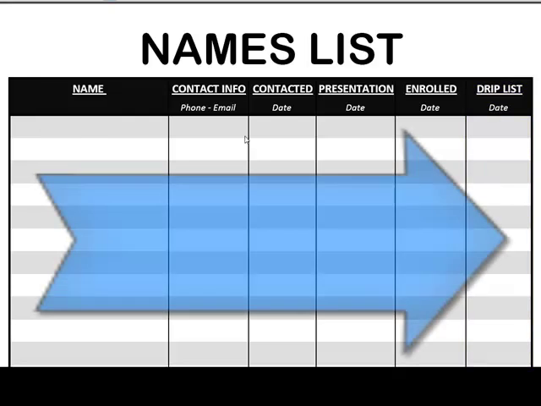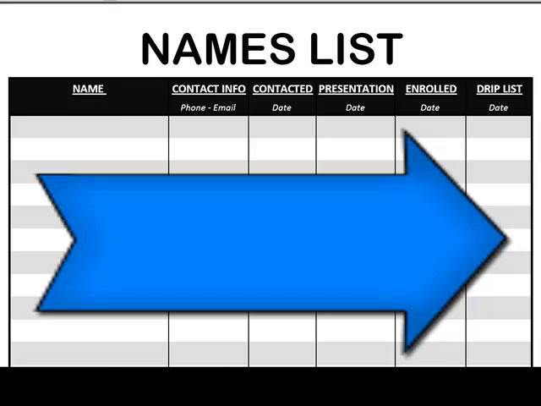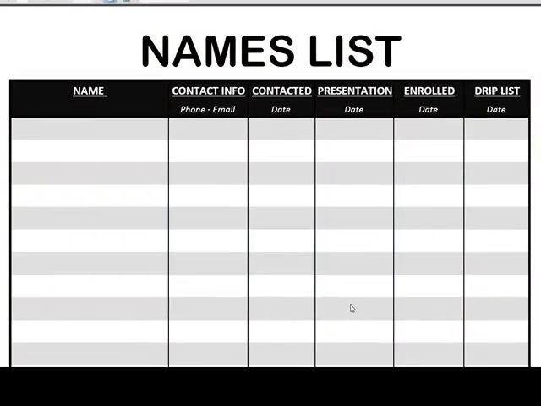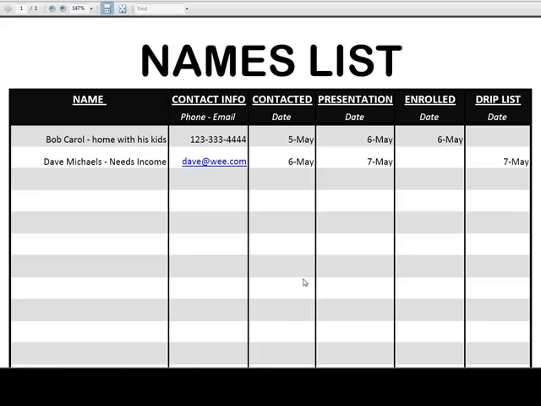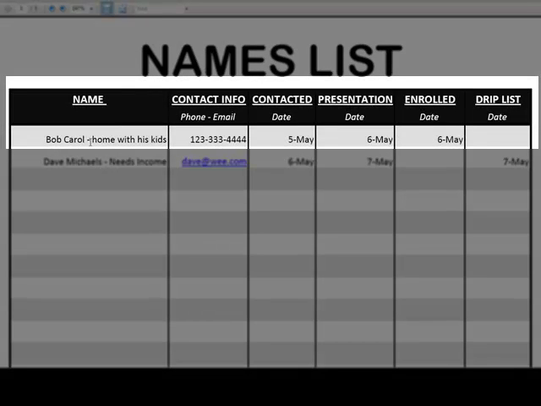And again, we're moving them from left to right across the page. And then let me go ahead and pull up, I just typed up a couple of examples so we could get a feel for what this might actually look like. You can see here I'm working with Bob Carroll, and I know that he wants to be home with his kids. So I just jot that down. And again, if you need two lines to do that, that's perfectly acceptable. Jot down the best contact information you have, the date you contacted them, and the date you did a presentation.